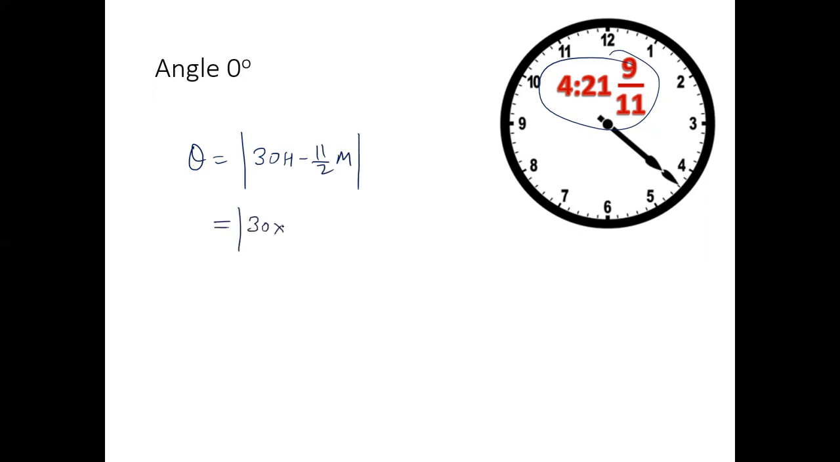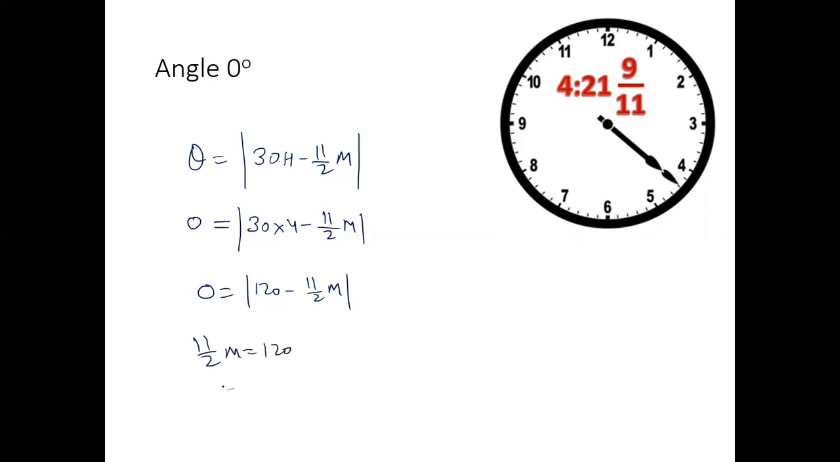H, we know that it is 4. The time is between 4 and 5. 11 by 2m we have to calculate. And theta, we know that it is 0 degree because both the hands are overlapping. So 0 is equal to 120 minus 11 by 2m. And therefore 11 by 2m is equal to 120. The value of m will be 240 by 11.